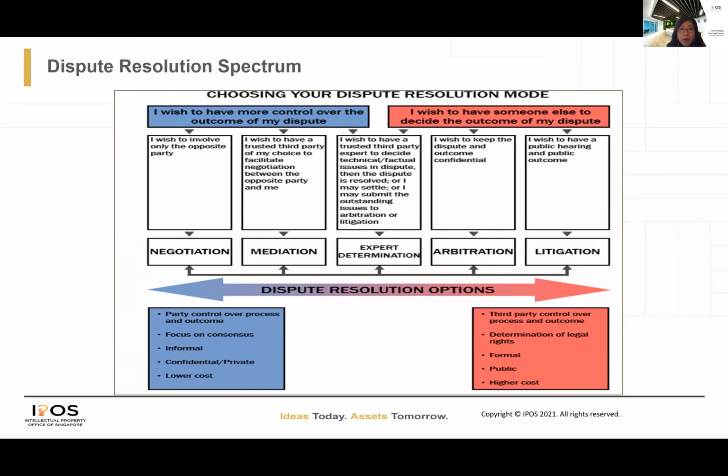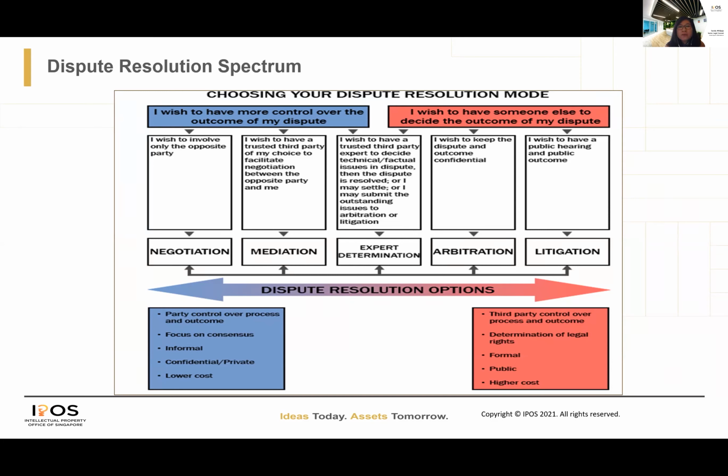The reason it is right beside negotiation is because in mediation, there is a third party involved, even though it is still confidential. But the main distinction is the third party cannot determine the outcome on your behalf. The third party is only there to facilitate or assist parties to come to a resolution. That's why it is right beside negotiation. Of course, it is generally also less formal in terms of process. Which process you follow depends on which mediation institute that you choose.